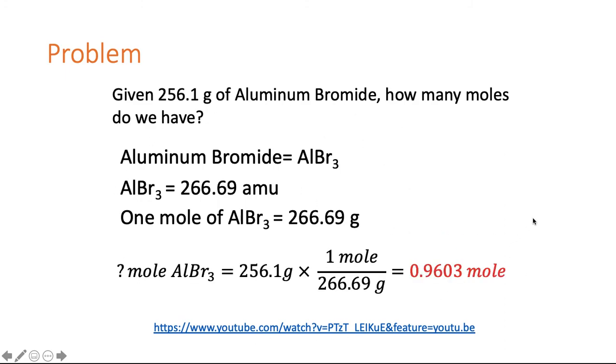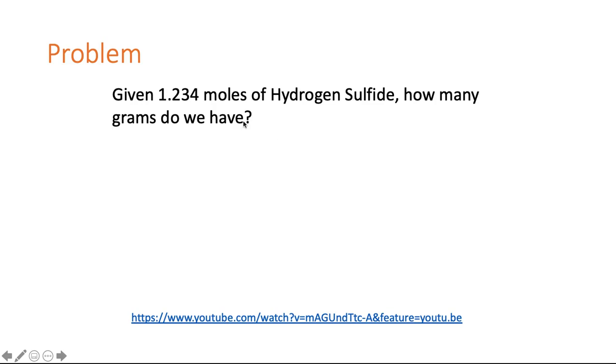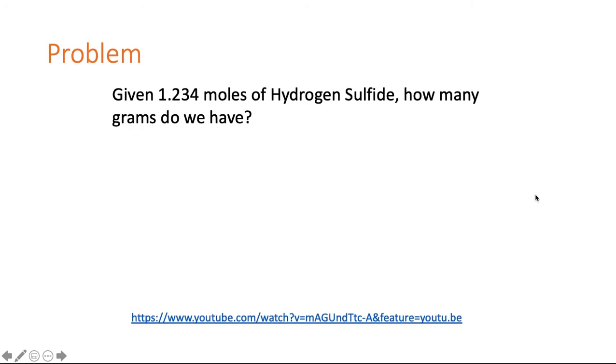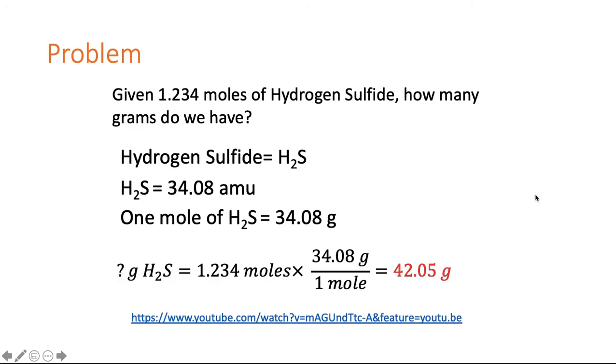So watch these, and this one as well. This problem goes from grams to moles of aluminum bromide, whereas this problem has you going from moles to grams, so in the opposite direction. You use a similar method, we're just going in a different direction. And I have shown you how to do both of these problems. If you have any questions, please ask, but we will be doing many of these problems in class.